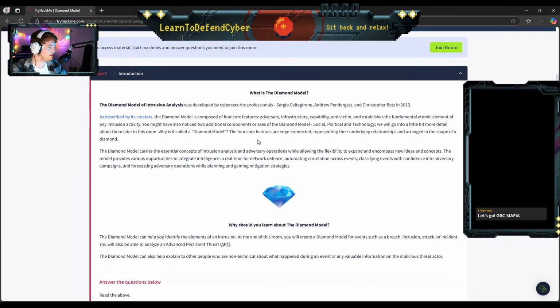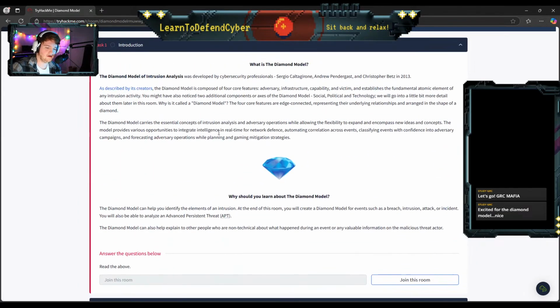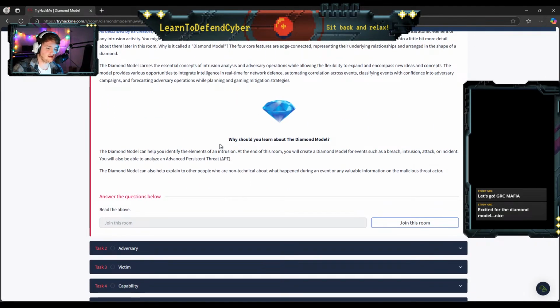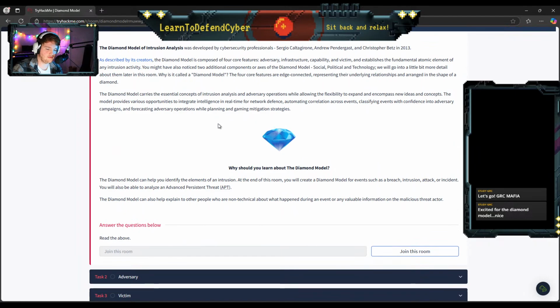Now, we've worked on a couple of TryHackMe rooms in the past that all talk about threat actor TTPs, right? Tactics, techniques, and procedures. And this is going to follow that same idea. I have never gone super in depth with the diamond model, so this will be pretty fun. Obviously, I know a decent bit about it. So let's dive right on in.